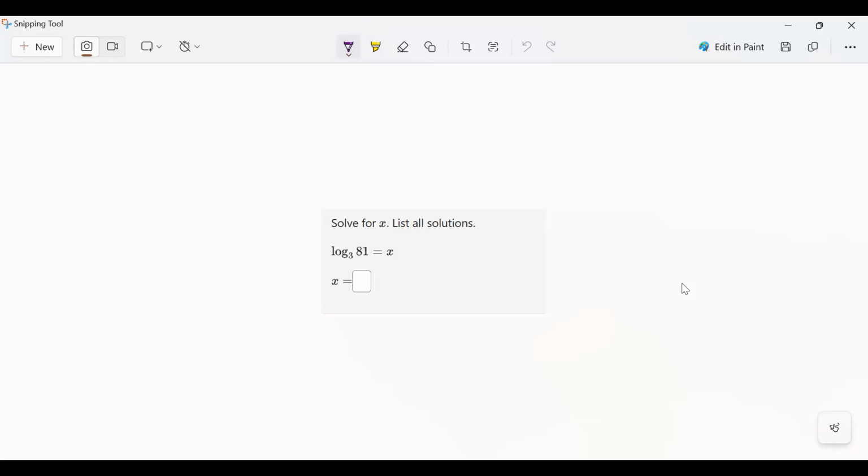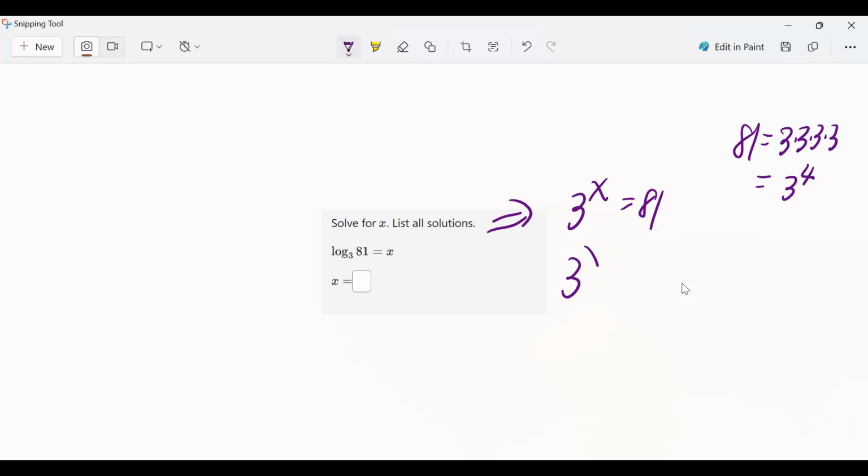All right, let's go over the solution. So turning back the exponent, you got 3 to the x equal 81. And then 81 is 3 times 3 times 3 times 3, so that will be 3 to the 4th. 3 to the x equal 3 to the 4th, then x equal to 4. So the answer is 4.